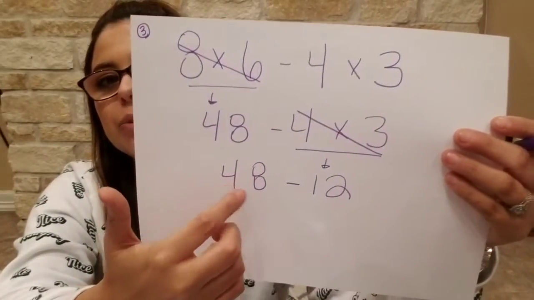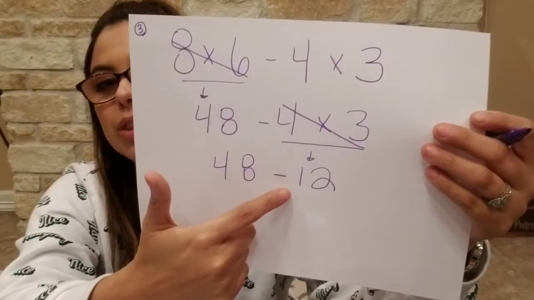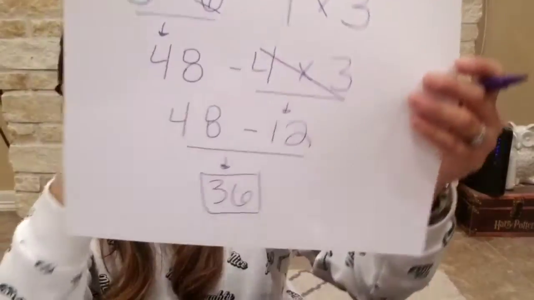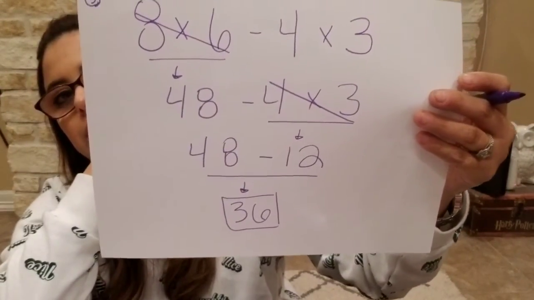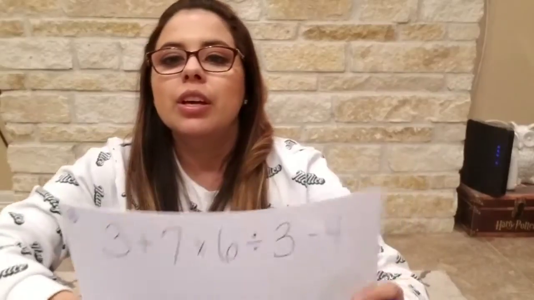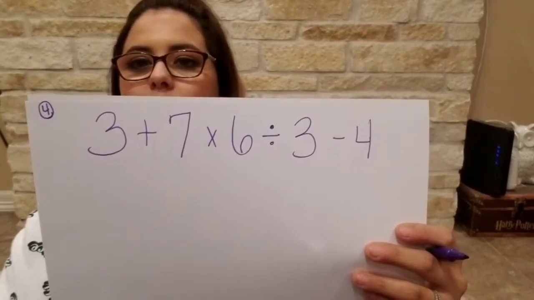So now we're left with 48 minus 12. 48 minus 10 would give me 38, and minus 2 more, which should give me 36. So 48 minus 12 should give me 36. Same as our other one, huh? Same as our other question. Okay, and that's it. 36 for that one. Alrighty, that was number 3. Let's look at number 4. You should have 3 plus 7 times 6 divided by 3 and minus 4.